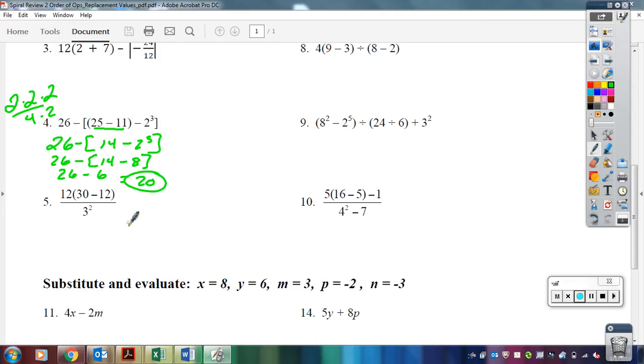Sort of grouping symbols, because the entire top has to be done before the bottom on question number 5. For this parentheses inside the parentheses, so it's 12 times 30 minus 12 is 18, all over 3 squared. Let's do the numerator first, and we'll do 12 times 18, which is 216 divided by 3 squared, might as well do that as 9. And then 216 divided by 9. I know it's a fraction bar, but it's also division, is 24. That's your answer for question number 5.